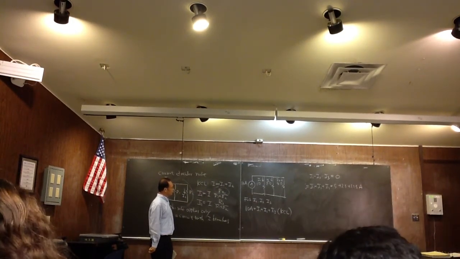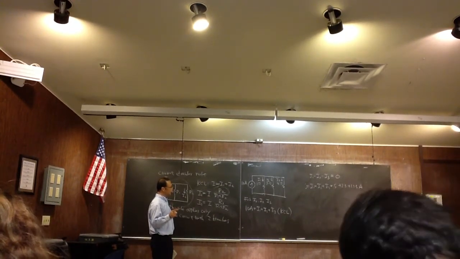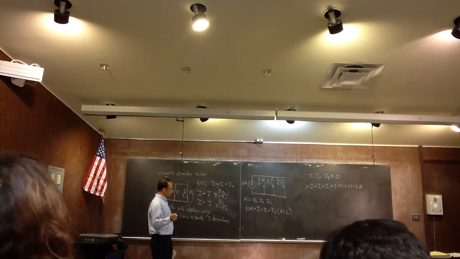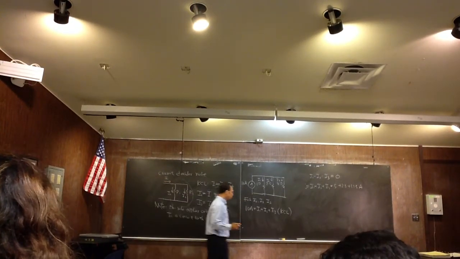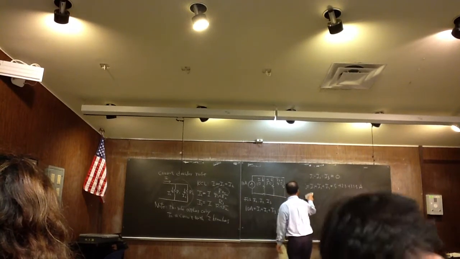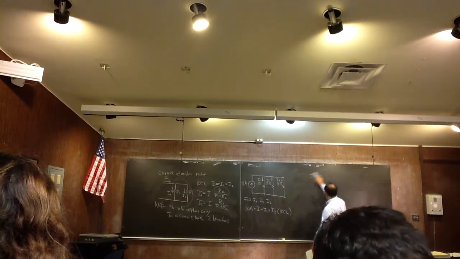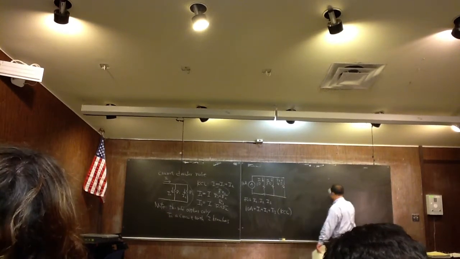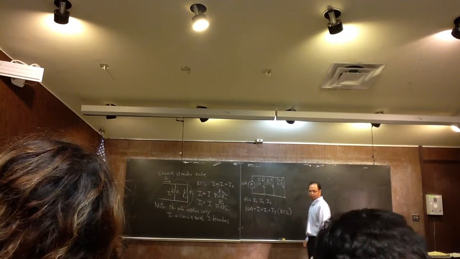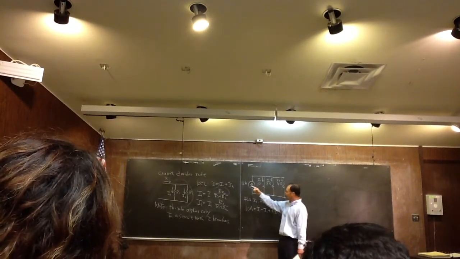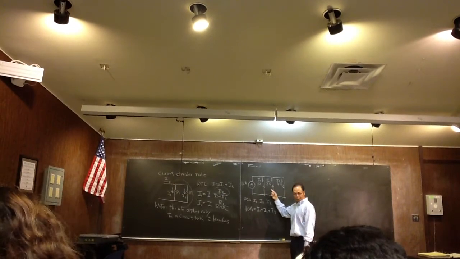Then to find the individual values of I1, I2, and I3, we can apply the current divider rule. But before we do that, I need to make this into two branches, right? Because this circuit has 3 branches of resistors. In order to use the current divider rule, you have to make it a 2 branch.